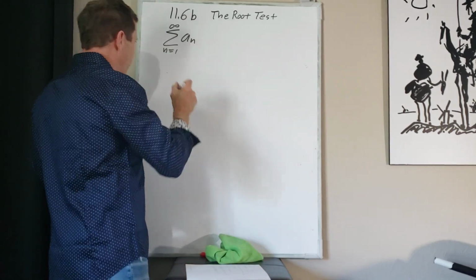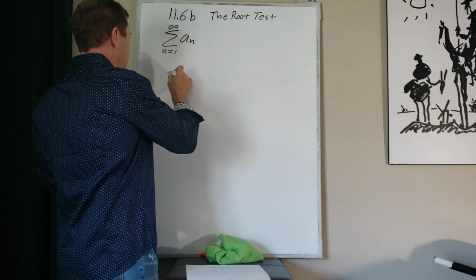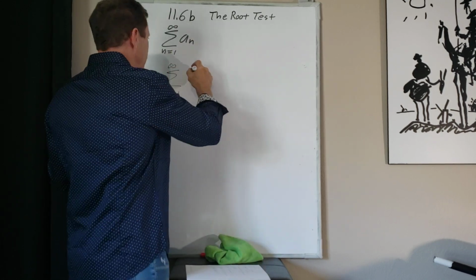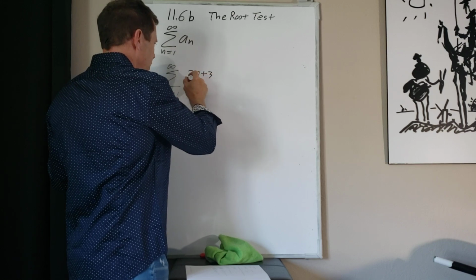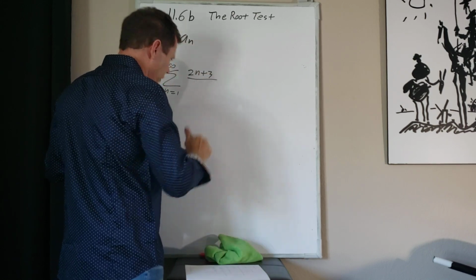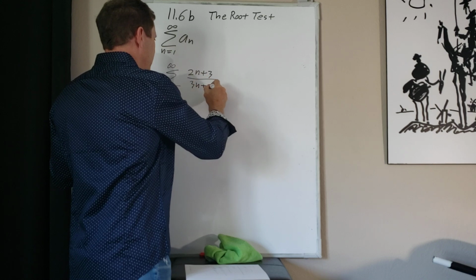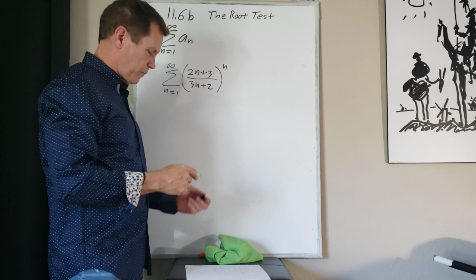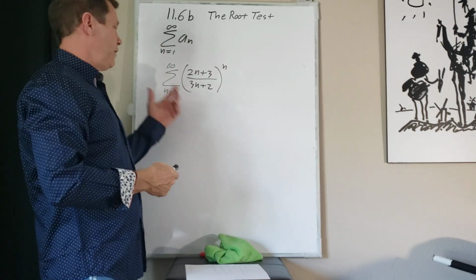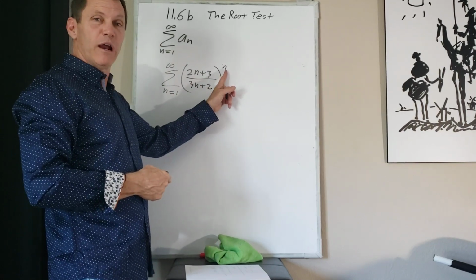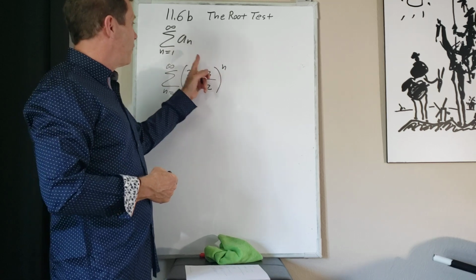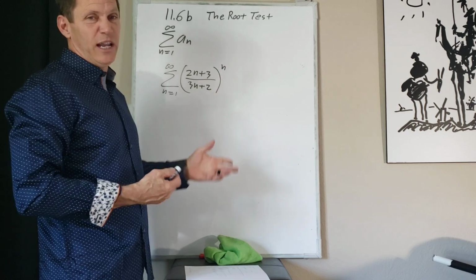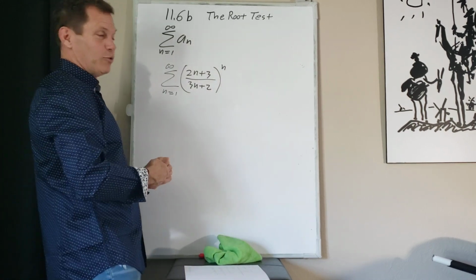Okay, so we have the summation from n equals 1 to infinity of (2n plus 3) over (3n plus 2), and that's raised to the nth power. You can tell this problem came from the textbook, because look at it. I really wish that n wasn't there. But if I do the root test, I'm going to raise this to the 1 over n power, and it's going to kill that n. So this is just screaming, use the root test on it.